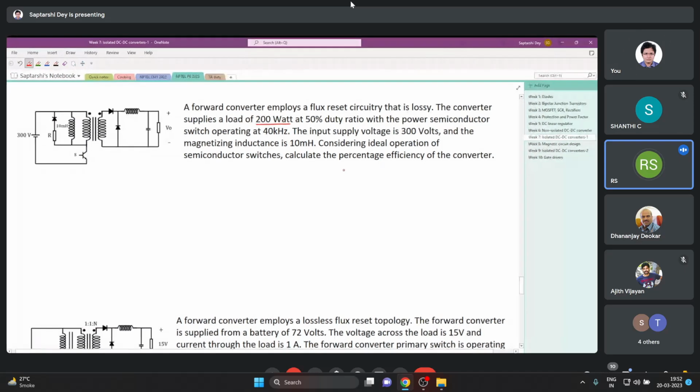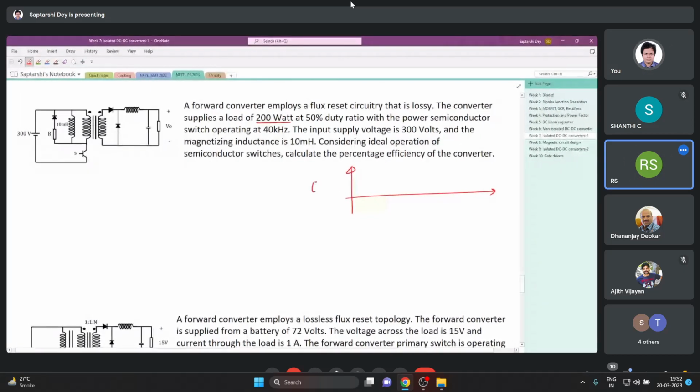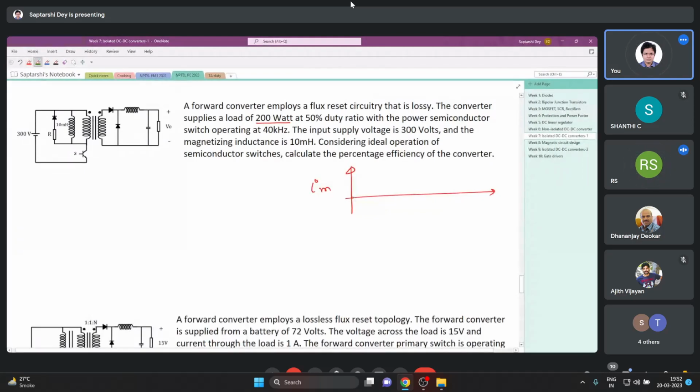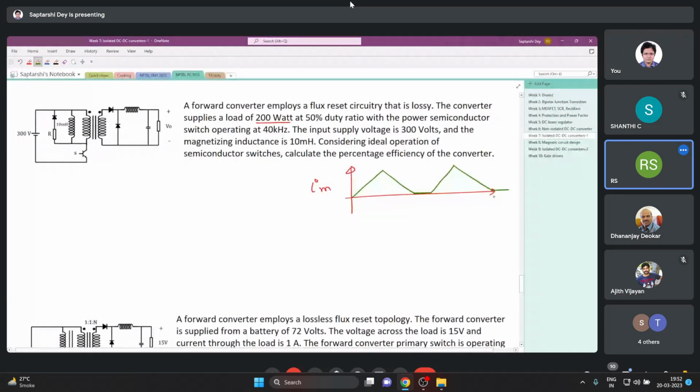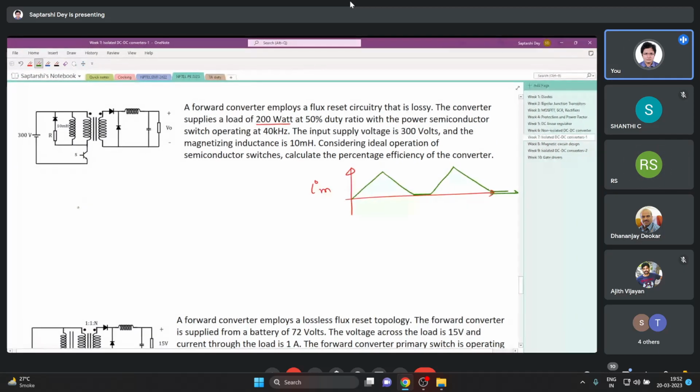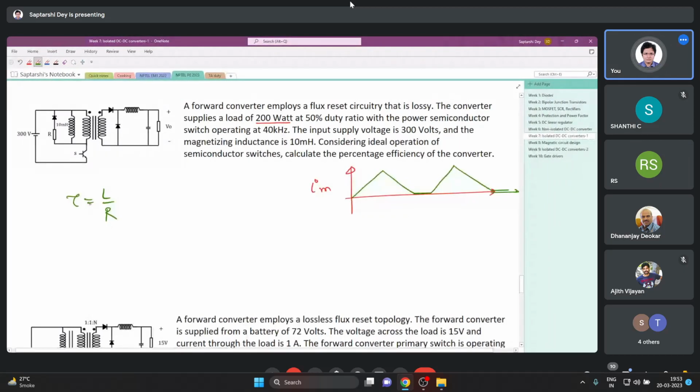Now, things are designed in such a fashion. If I draw the magnetizing current, it looks like this. There may be some dead zone, there may not be, depending on what value of resistance you have chosen. If you have chosen a large value of resistance, then there may not be a dead zone. No, sorry. The time constant is L by R. Large R means small time. So large R means there will be a dead zone. It will dissipate first. Yes, but that hardly matters.